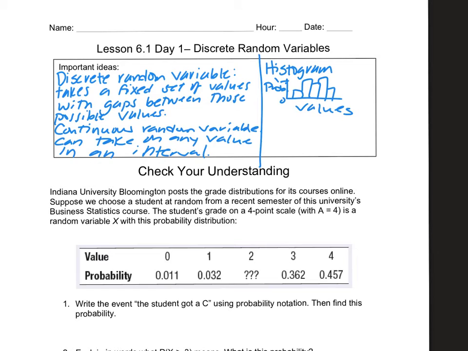And then finally, the mean or expected value for one of these discrete random variables. So mean of x, as I wrote on the other page, should be the sum of xi times pi. So each x value times its probability.